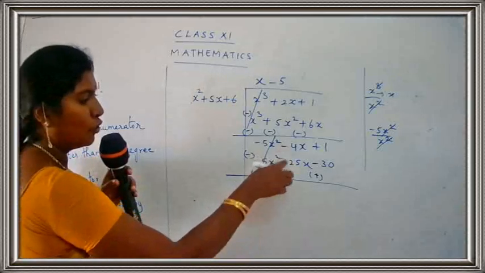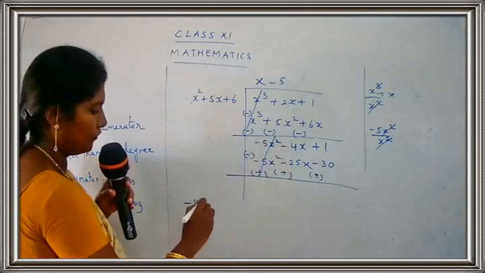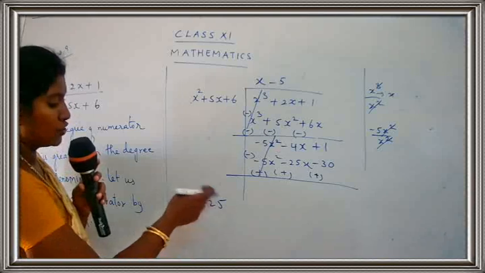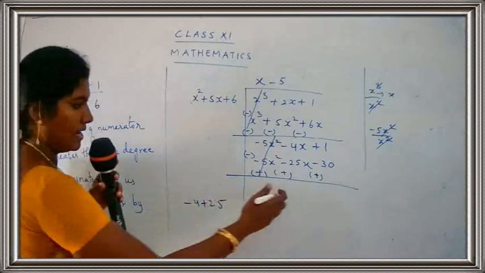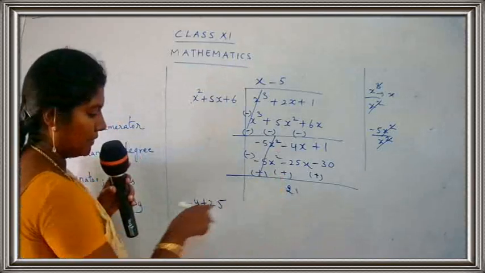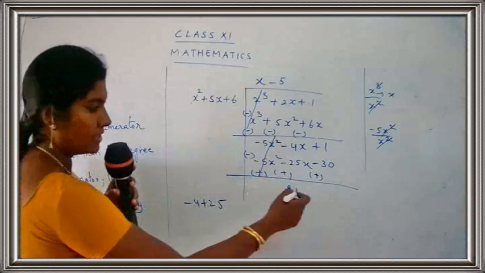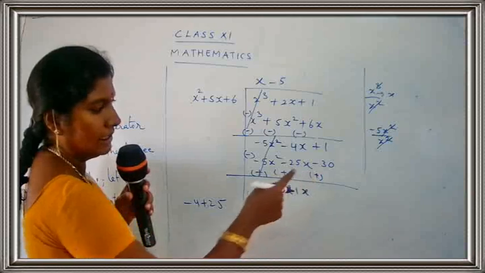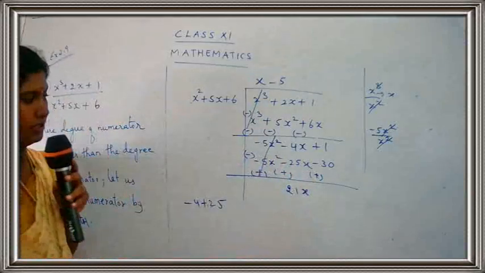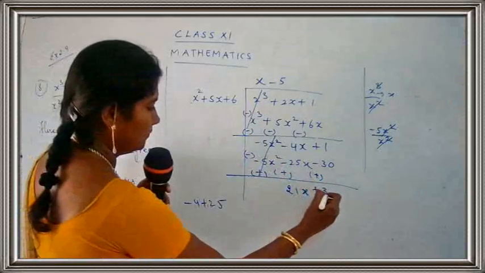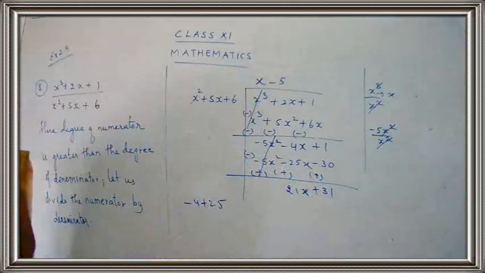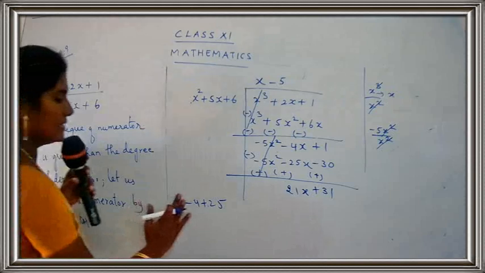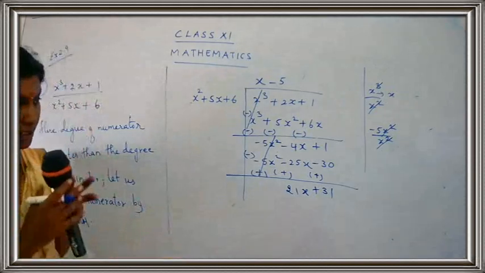This is minus 4 plus 25. 25 minus 4 is 21x. The bigger number is positive, so you will get a positive answer, 21x. This is plus 1 plus 30. 1 plus 30 is 31. So 21x plus 31. Okay, now let us see whether we can divide it further.